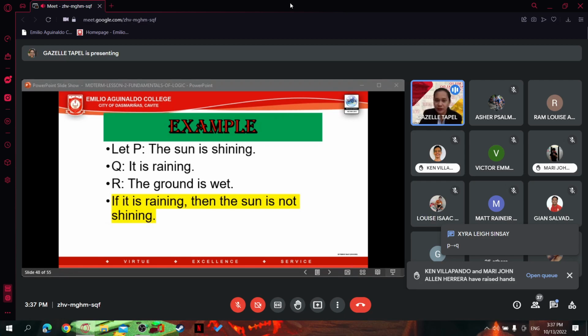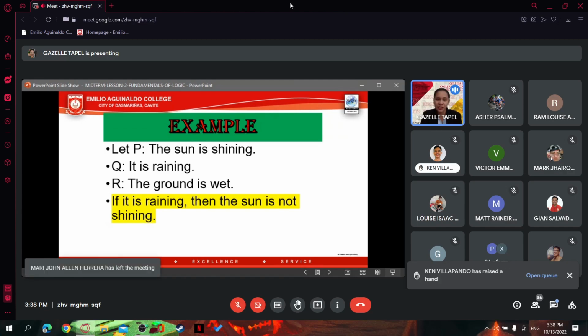Okay, that is correct. Tama si Asher. Implication yan, no? Kasi meron kang if. Pero ginawa ni Asher ay not P. Tignan natin, no? Di ba yung statement na P ay the sun is shining? Yung Q ay it is raining. Yung R ay the ground is wet. So, ang given na sentence ay, if it is raining, referring to Q. May if ka, may then ka, ibig sabihin implication yon.